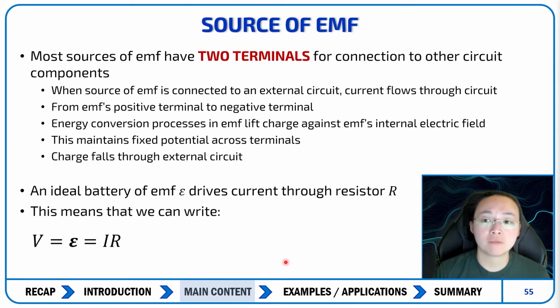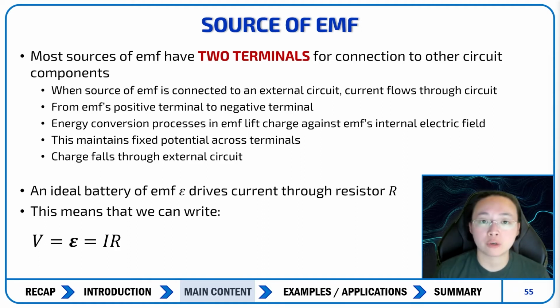Most sources of EMF are going to have 2 terminals for connection to other circuit components. When the source of EMF is connected to an external circuit, the current is going to flow through the circuit, and it's going to go from the EMF's positive terminal to the negative terminal. Now, the energy conversion process in EMF is going to lift the charge against the EMF's internal electric field, and this helps to maintain a fixed potential difference between its terminals.